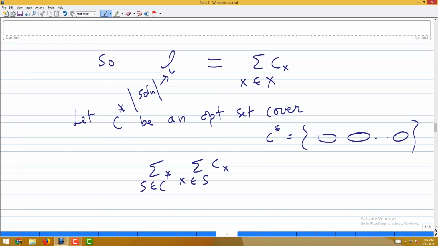Okay, right direction, but not completely correct. It will not be exactly L. These sets are not disjoint, remember. So, the same x may appear here, it may appear here, it may appear here. So, this is greater than or equal to L, and it is less than or equal to summation S in C star, summation x in S C x.